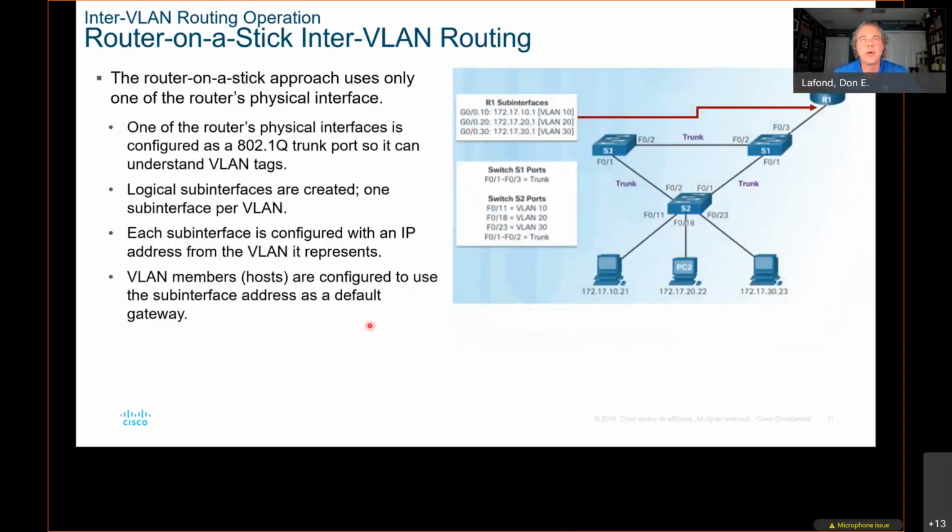So the router on a stick approach uses only one of the router's physical interfaces instead of one for every VLAN. One of the router's physical interfaces is configured as an 802.1q trunk port, so it can understand VLAN tags. Logical interfaces are created, one sub-interface per VLAN. Each sub-interface is configured with an IP address from the VLAN it represents. VLAN members, hosts, are configured to use the sub-interface address as the default gateway for the router.